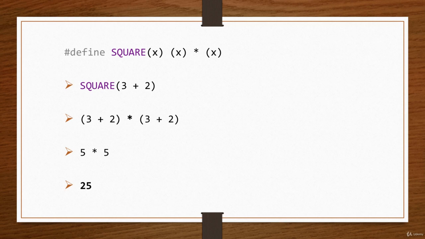So the expression that you pass in as an argument does not get evaluated first and then the result passed in as an argument, as we are familiar with functions. So we can work our way around that using parentheses.